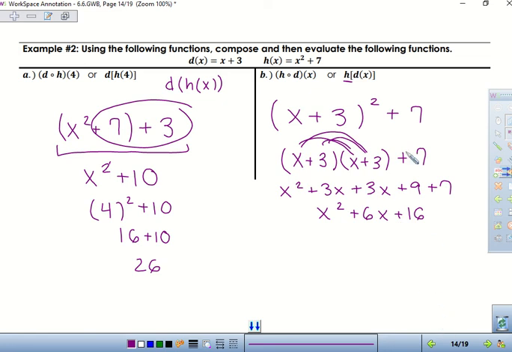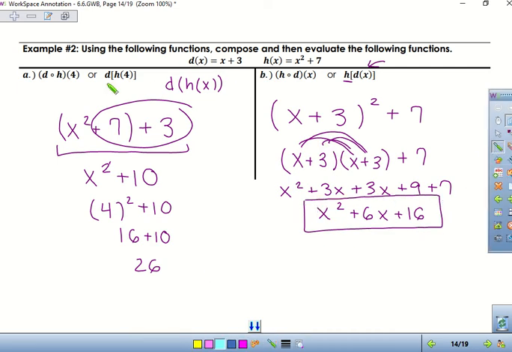What? Don't we have to plug it in? Oh, see how this one doesn't have a value to plug in? So when there's no value given to you, you leave it in terms of x. Okay. So that's good for everybody here. So you see how this one here has a 4 plugged in? That means my answer is going to be a number. See how this one has an x? That means my answer is going to have x in it. So that's a way to kind of verify.